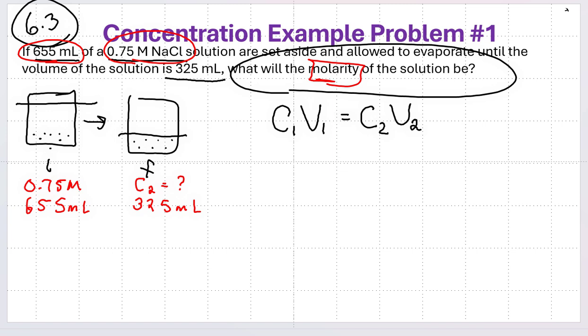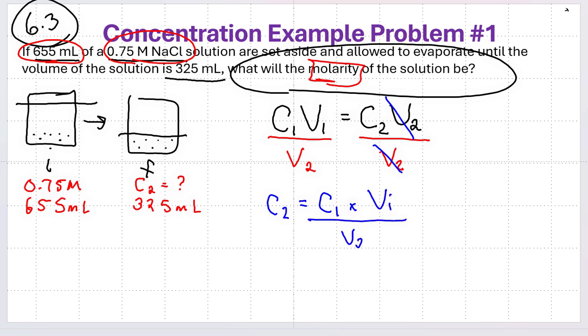So to do that, I'm going to divide both sides of this equation by V2. And what we end up with is, see, these cancel. So we have C2 equals C1 times V1 divided by V2.